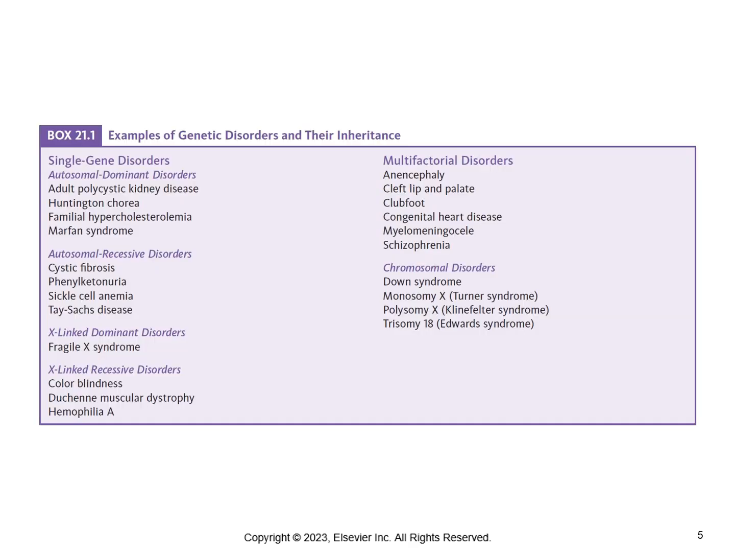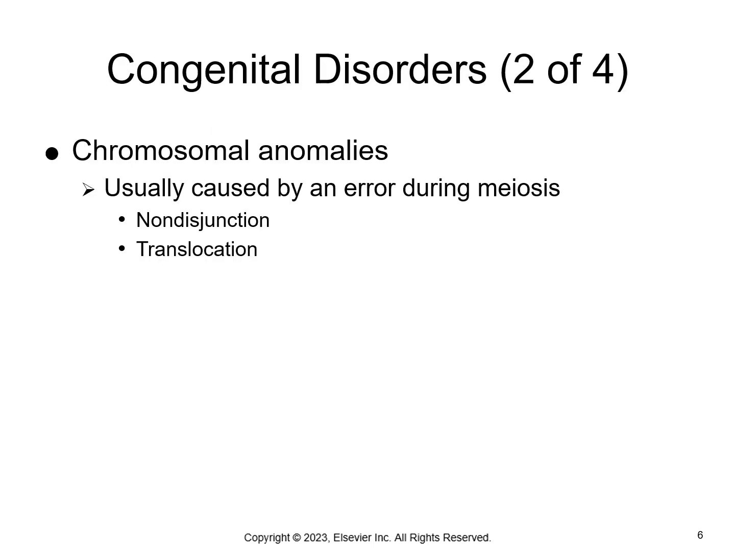This table is on page 572 and it shows some examples of some genetic disorders and how they're inherited. Chromosomal anomalies are usually caused by an error during meiosis, so part of the chromosome doesn't transmit properly. It can duplicate or swap portions or reassemble incorrectly. A translocation is when there's an abnormal placement of part of the chromosome, and non-disjunction is the abnormal distribution of chromosomes, so either missing one or an extra.